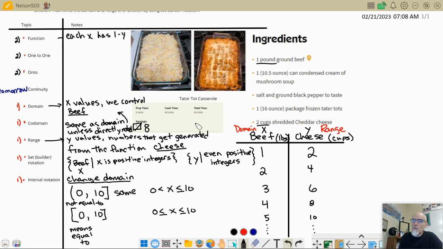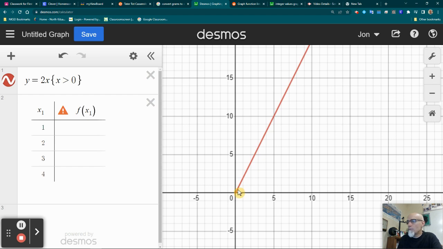Now, that's a little tricky because they use this word one-to-one to mean not only that each X has one Y, but that each Y would have only one X value. So in this function right over here, this is a one-to-one function because if I go over to 5, I go up to 10. If I come up to 10, I go back down to 5. So there's no ambiguity in this relationship.